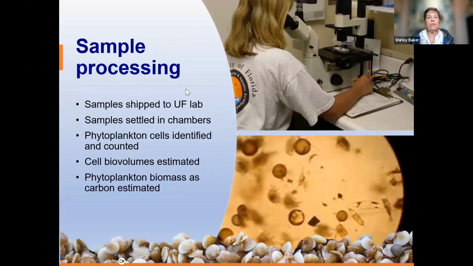Those were shipped to the University of Florida lab. The samples are settled in some little special chambers, and then painstakingly, the phytoplankton cells are identified and counted by someone who has years of expertise in identifying those species. For each species, the volume can be calculated or estimated based on what species it is, what we know about that. And then also we can estimate the carbon amount that is in each of those species.